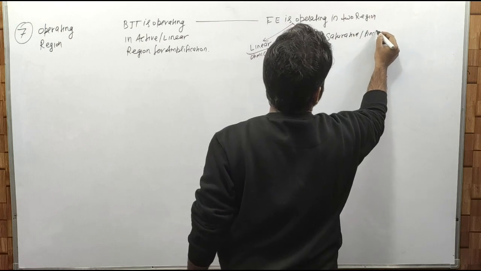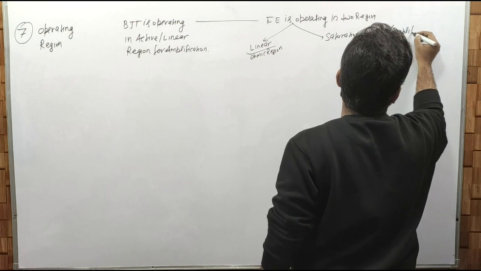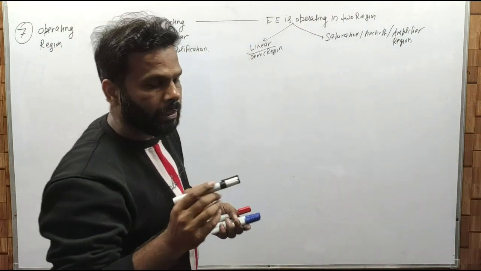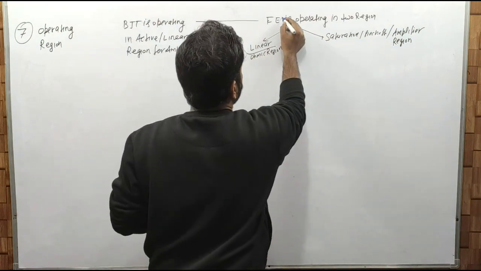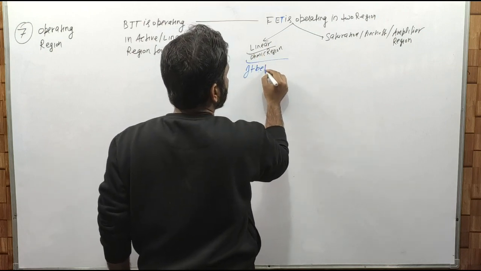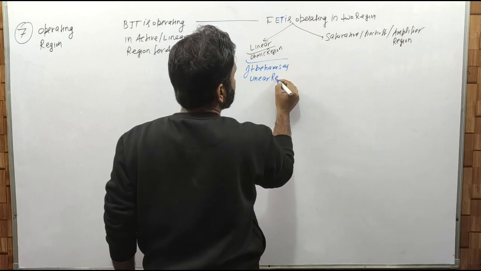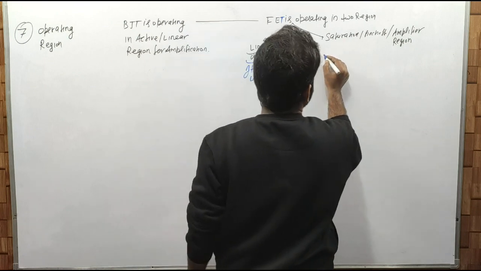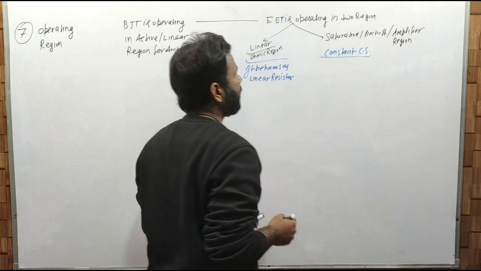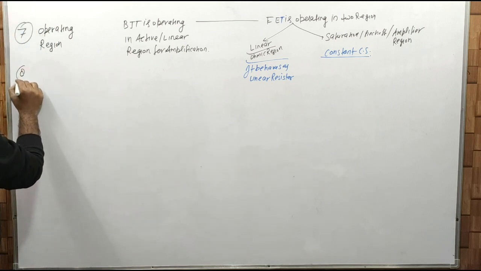or pinch off or amplifier region. Now in linear region the FET behaves as a linear resistor. But here it works as a constant current source. So this is the 7th point about the operating region. Now in the 8th point, configuration.